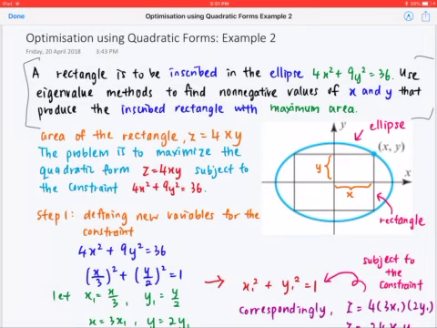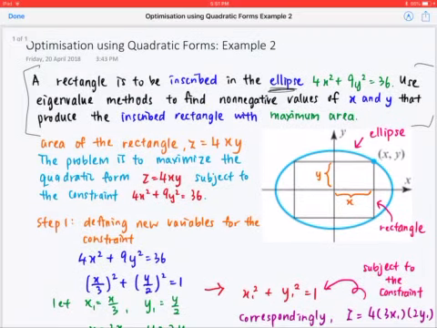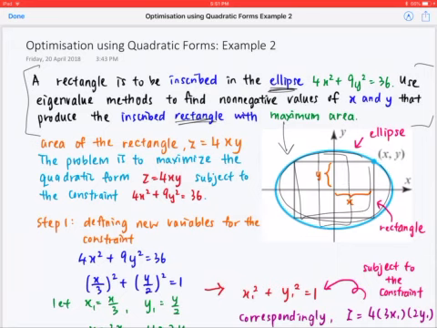The component that you want to optimize and the constraint. In this case, the constraint will be the ellipse, and the component that you want to optimize is the area of the rectangle. If I express it in the form of a diagram, it will look like this. You have an ellipse and inside you have a rectangle. Your rectangle can be in this form, or in this form, or in any shape. That's why we want to find out what shape will give you the maximum area.